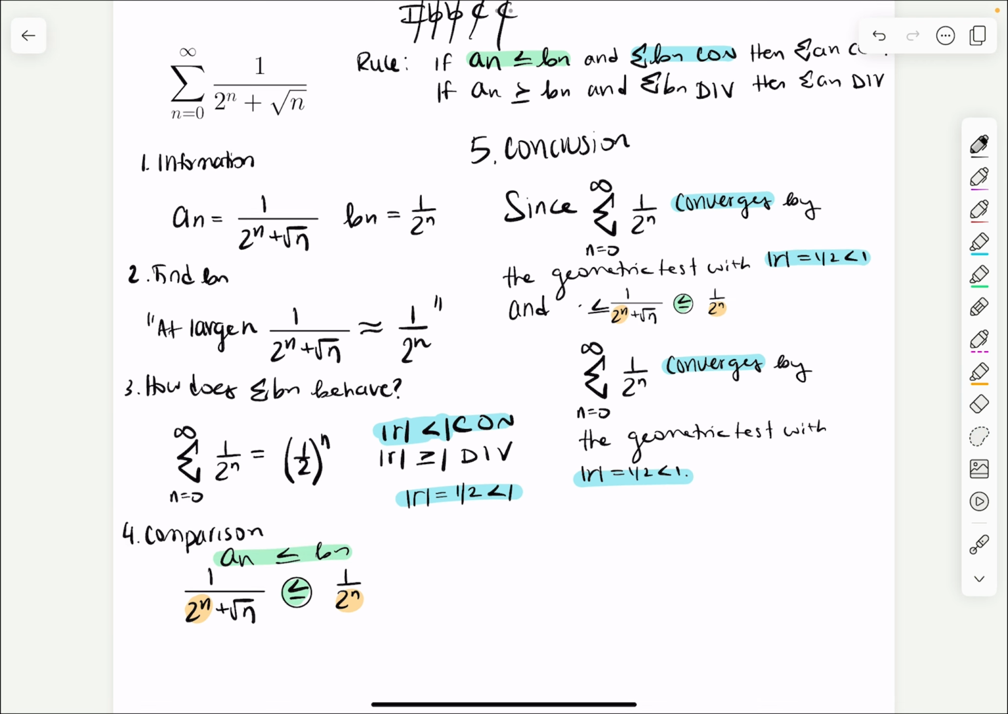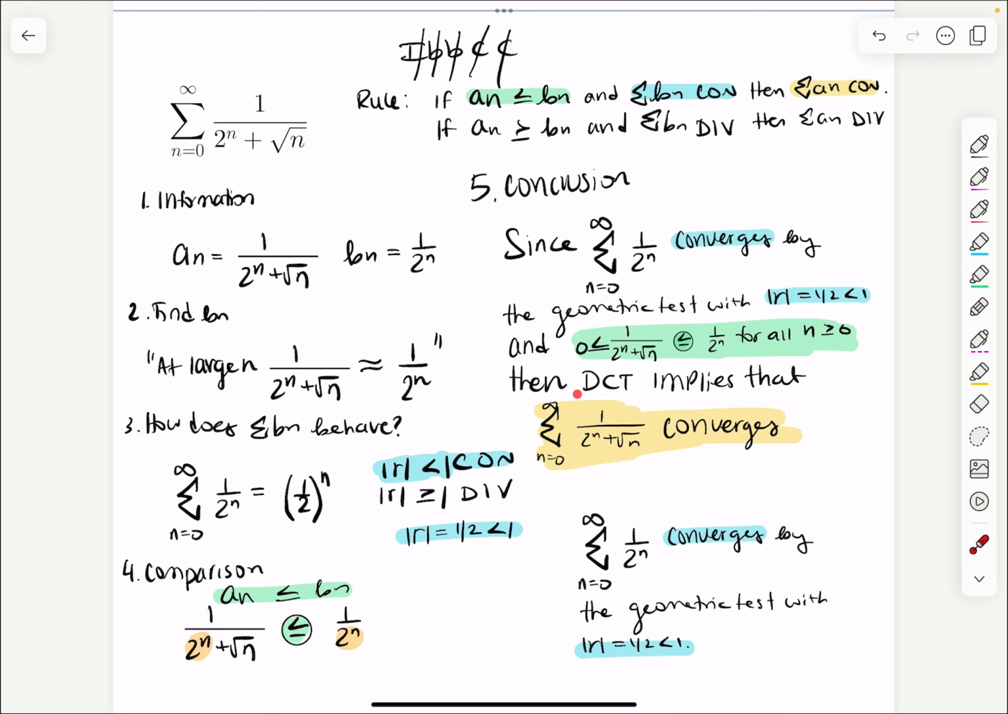And to be specific, it's 0 right here because direct comparison tests and comparison tests only work with series where their terms are greater than 0 or eventually positive. And then we say for all n greater than or equal to 0, so whatever number is here, then direct comparison test implies that our series converges.